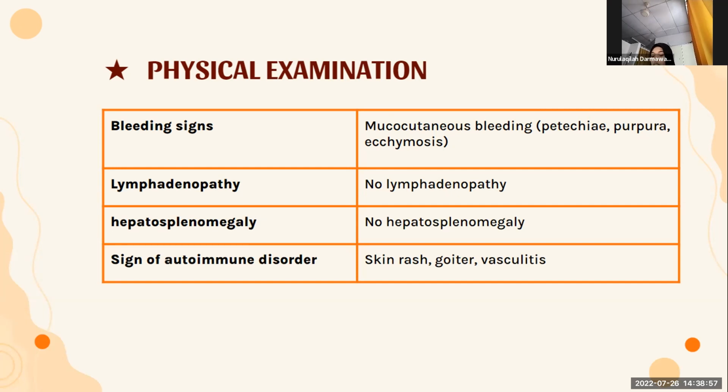And for lymphadenopathy, usually in ITP there's no lymphadenopathy and no hepatosplenomegaly. If there's a presentation of lymphadenopathy or hepatosplenomegaly, this can exclude the diagnosis of ITP itself. And then signs of autoimmune disorder like skin rash, goiter, and vasculitis, to exclude other autoimmune disorders like SLE.